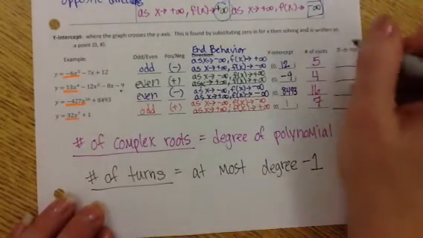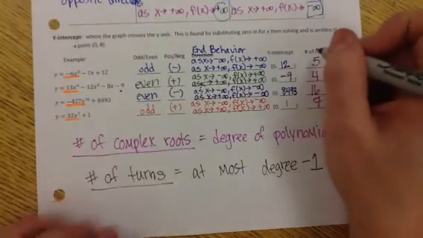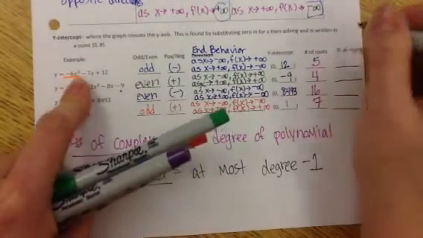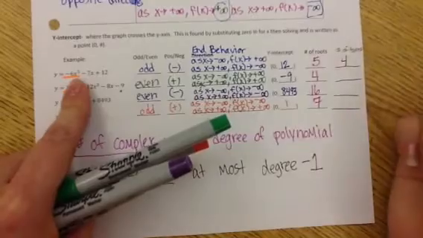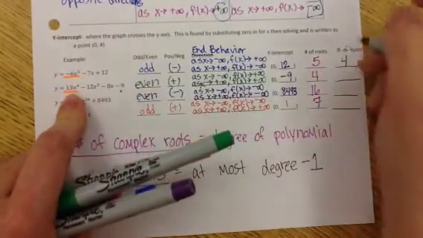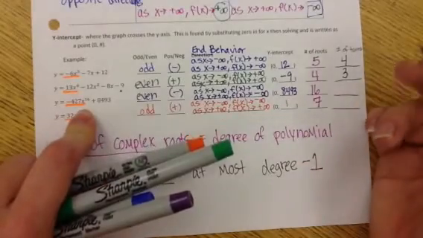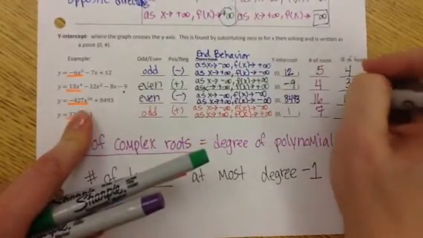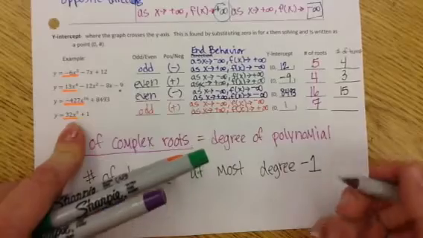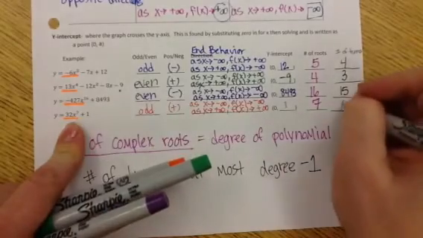So as we go through our examples, the degree of this term was 5, so the number of terms it will have is 4 at most. This degree was 4, so it can have at most 3 terms. Degree is 16, so it can have at most 15 terms. And this degree is 7, so it can have at most 6 terms.